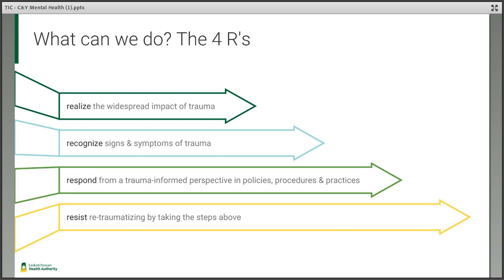And so being able to actually see things differently and ask ourselves, could this be trauma, knowing full well we may not be able to get the answer to that question, but that we can adjust our approach regardless. And then responding from a trauma-informed perspective.